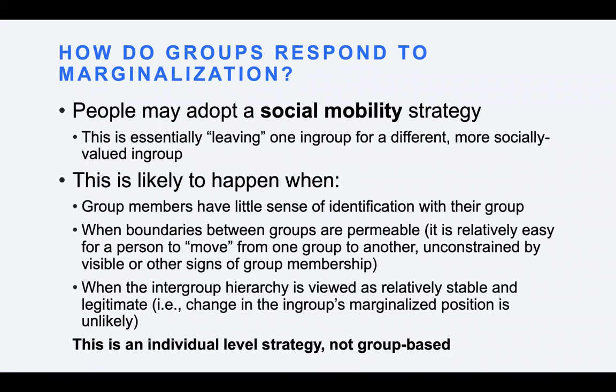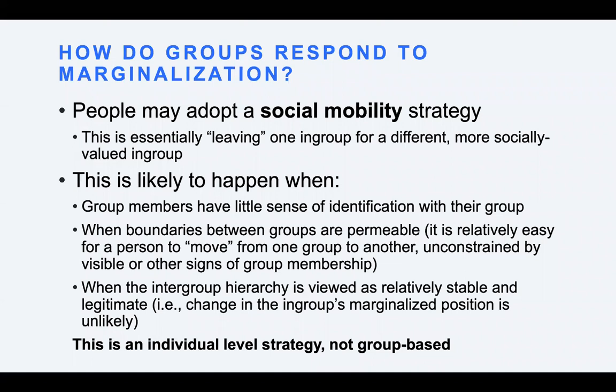The first option is social mobility. So social mobility is essentially leaving one in-group for a different, more socially valued in-group. So this is likely to happen when group members have little sense of identification with their group. So if you don't really care about belonging to that group, you might change to a group that's more socially valued or positively evaluated. When boundaries between groups are permeable, so if it's relatively easy for you to move from one group to another, unconstrained by visible or other signs of group membership.